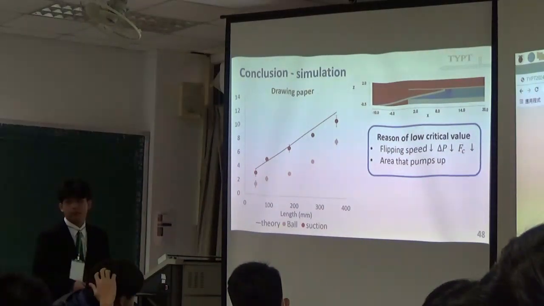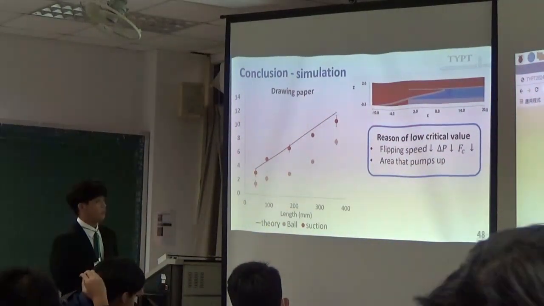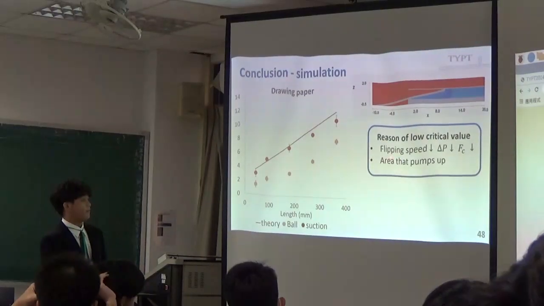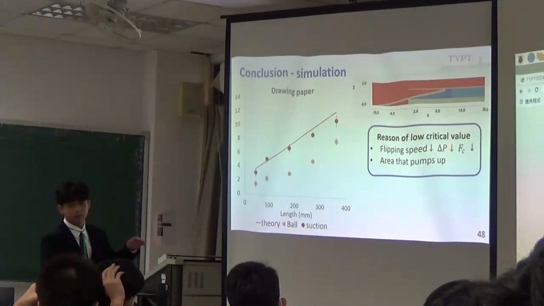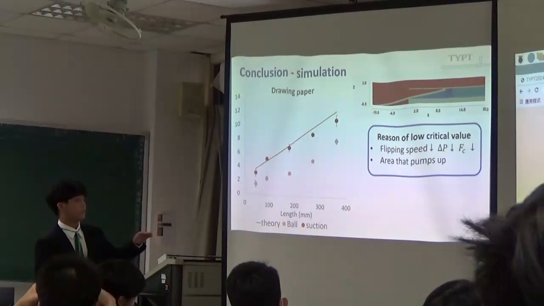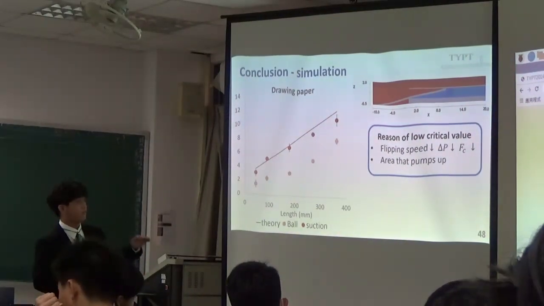And we use simulation to find the reason for the low critical value. Is the flipping speed too slow? The pressure difference will be slow, so the critical value will be down.